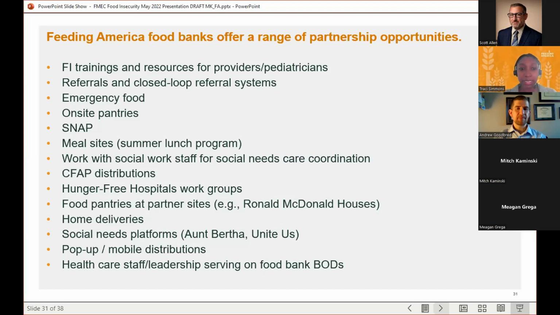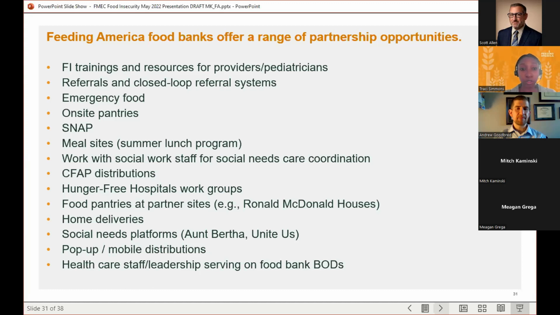As Feeding America is exploring innovative approaches through our network food banks, we know that the list of activities here on the screen is not all encompassing. There could be more. And so we're really looking forward to elevating community context and utilizing our food banks for support and to co-create ways that we might continue navigating food bank healthcare partnerships. Here are some examples of what folks are doing. So things from pop-up mobile distributions at the healthcare site itself, ensuring that there are meal sites during the summer months when kids might be out of school at the healthcare site. Again, SNAP application assistance, the list goes on.